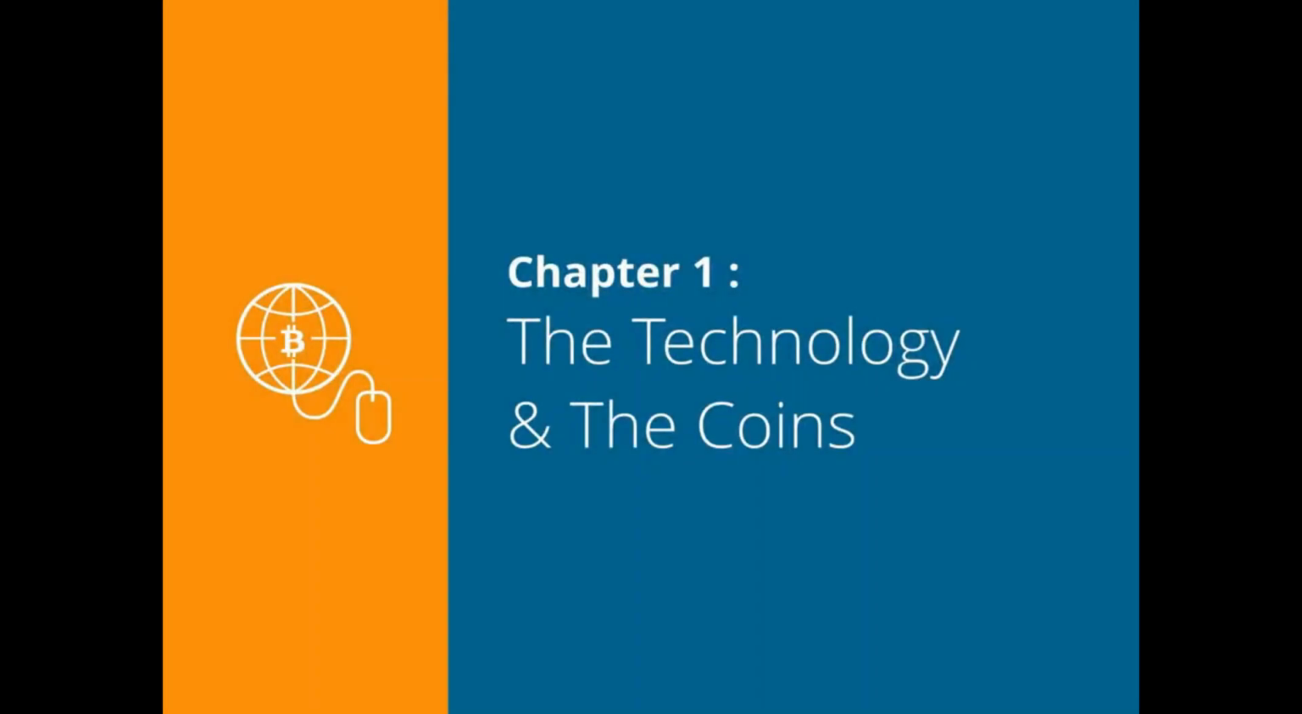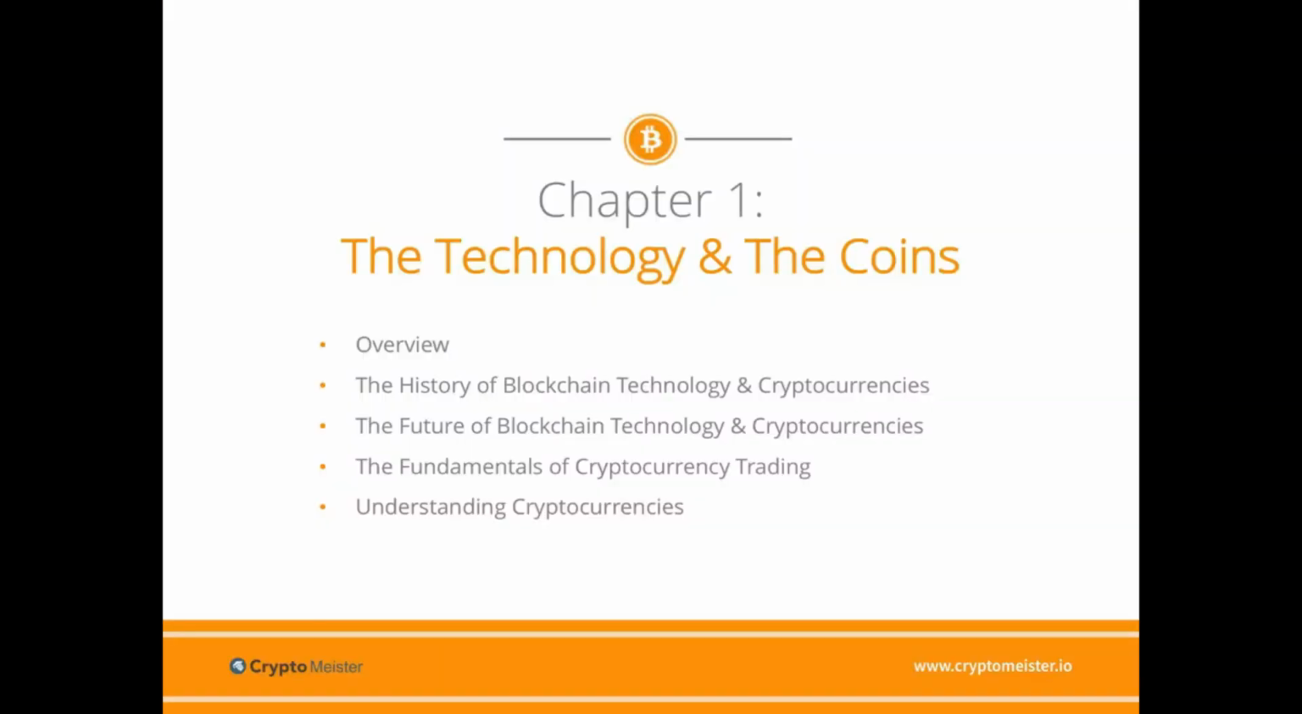We begin with Chapter 1, the technology and the coins. In this chapter we will cover common terminology, the history of where this technology came from, the possible ways the future can unfold, the characteristics and other points to remember about cryptocurrency trading, and we end the chapter by reviewing top crypto coins in the market.